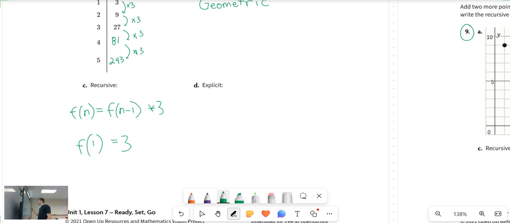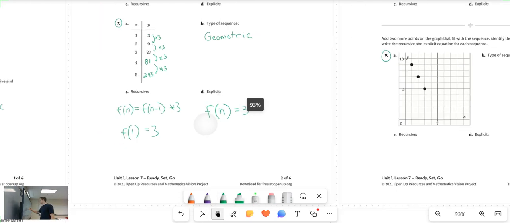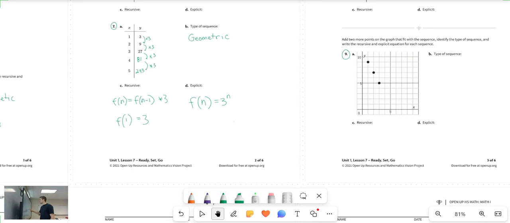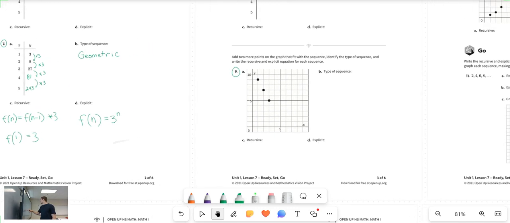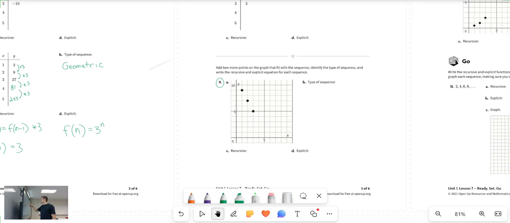And then explicit, which can be a little bit trickier, but in this case is pretty straightforward, is that whatever you have for your step number, you're just going to do 3 raised to that power. So f of n equals 3 raised to the n. And that works out, because if we plug in 1, we will just get 3. So that is pretty straightforward and a good time to use explicit functions as far as efficiency is concerned. So that was number 7.